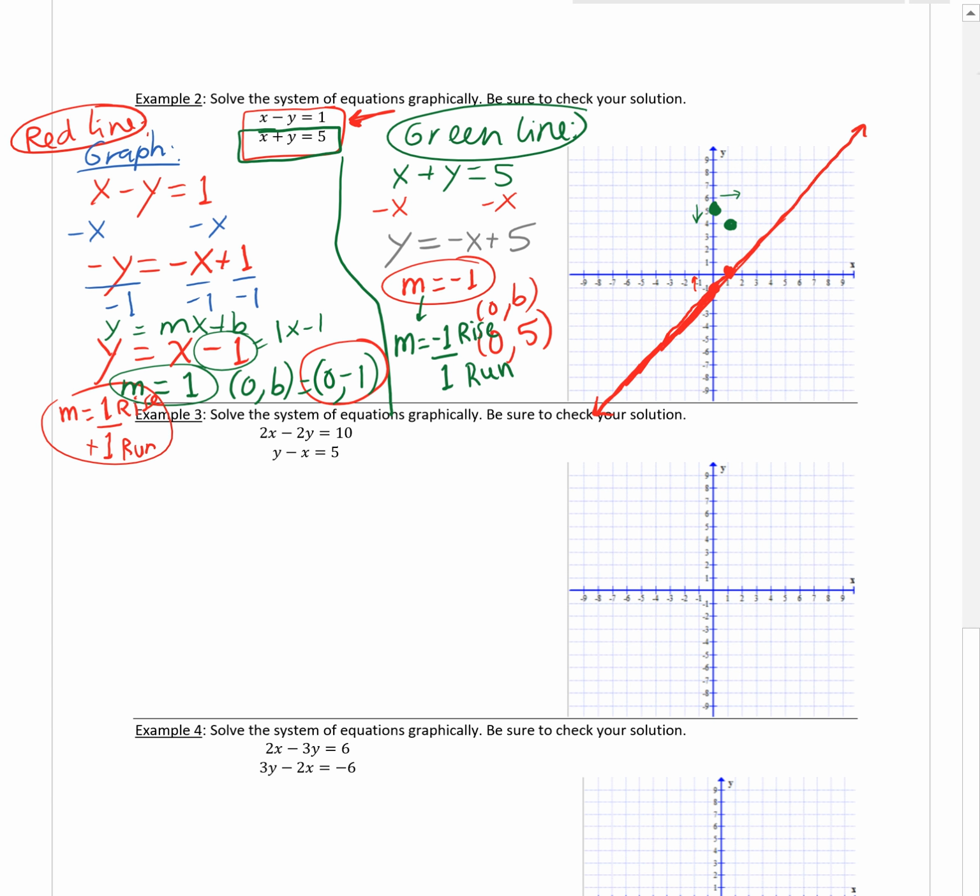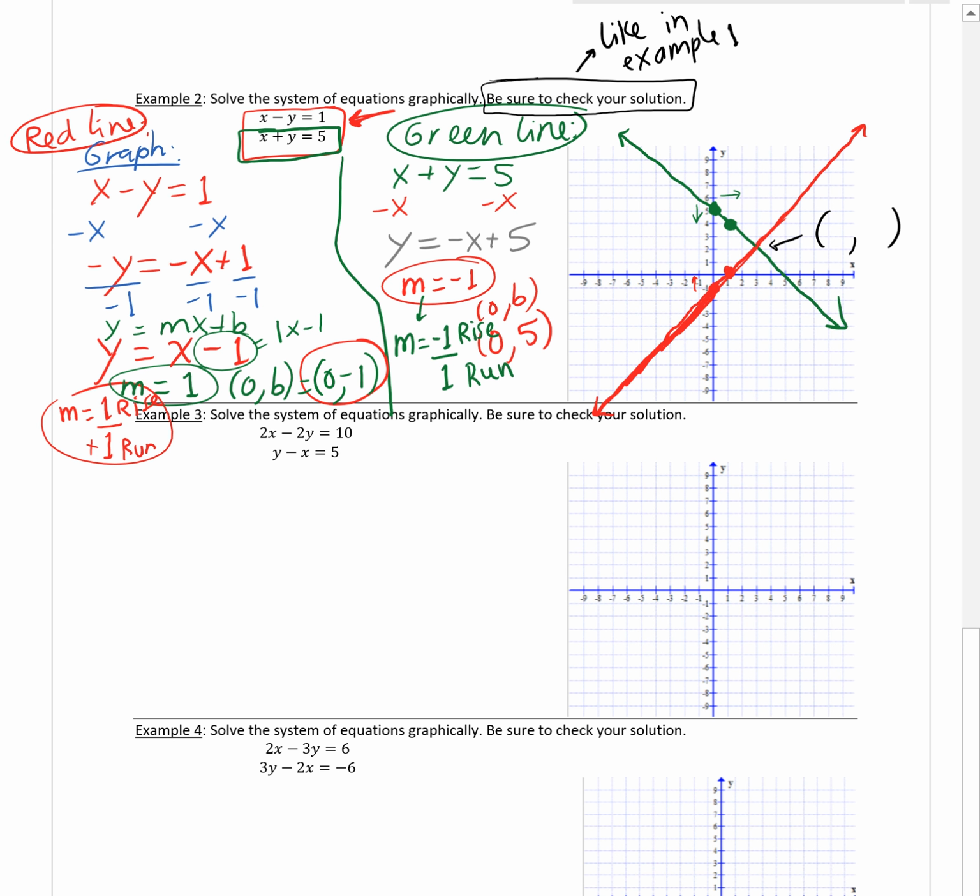Let me see if I can make this a straight line. Is that straight? Oh my gosh, I tried. And notice too, what if I had drawn one of those crooked ones? I think it looks like I can tell what the solution is, but what if I get it wrong? So that's why you notice I wrote here, be sure to check your solution. And by that I mean, like we did in example 1.